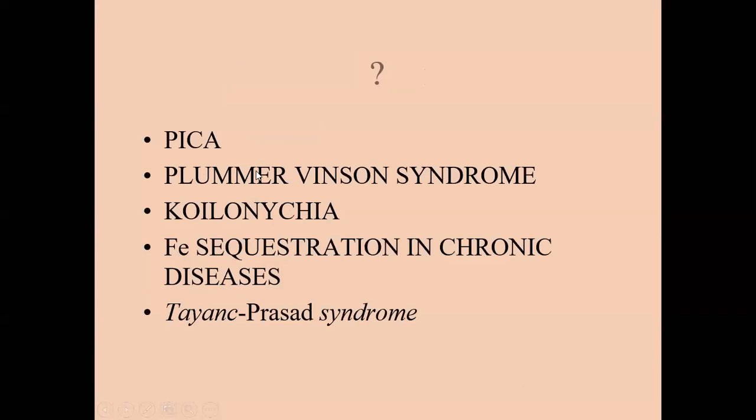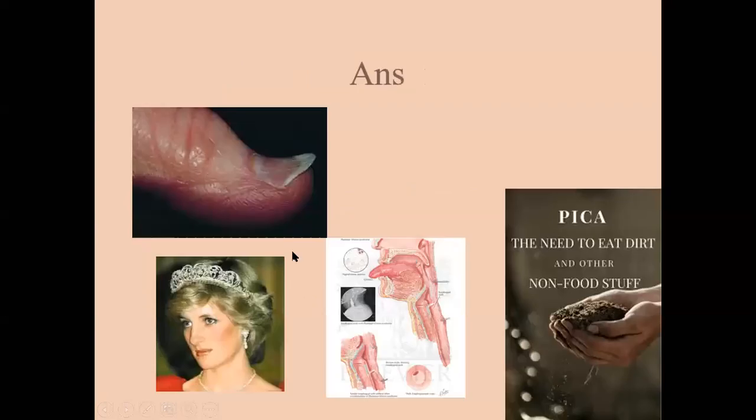And a few questions. What is CRICA? Can you find out for the next class? What is Plummer-Vinson syndrome? Why koilonychia? Or iron sequestration in chronic disease? So this is koilonychia, spoon shaped. And who is this? Anybody? This is pica. They eat mud, sand, other things.